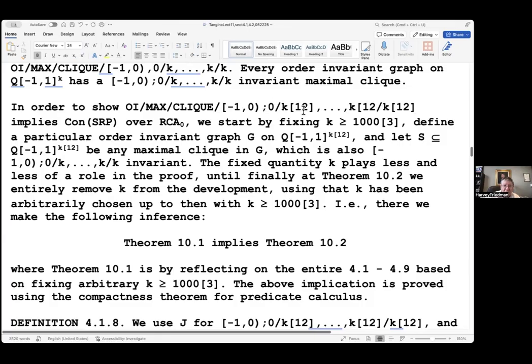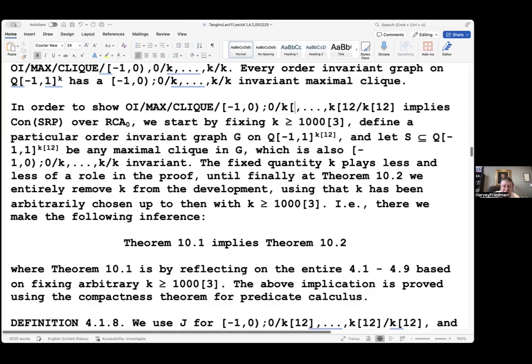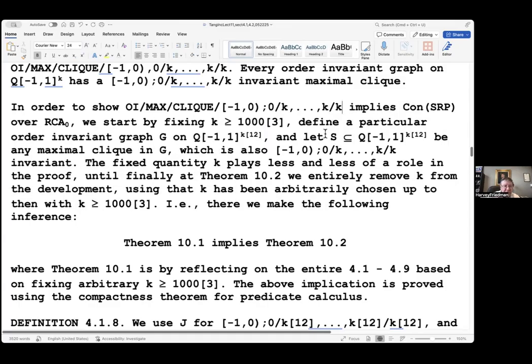Well, no, we're showing, okay, I shouldn't have done this. Yeah, okay, just 1 second. Be nicer about this. Yeah, we're starting with this statement. We start by fixing K, defining a particular order. Yeah, no, this is fine. And then we use the dimension K12, and we let S be in dimension K12. And we also, which is also, now here's where I made a mistake here.